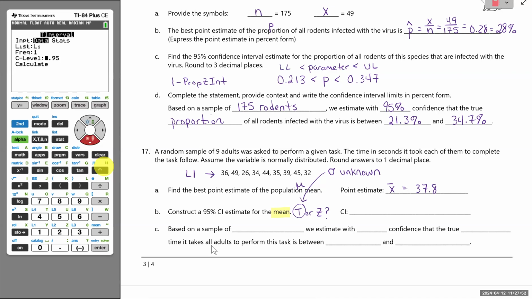All right, and we're going to round to 1 decimal place. So lower limit 32.2, and then less than sign. And mu is the parameter we're estimating, population mean, and then the upper limit over there will be 43.3.